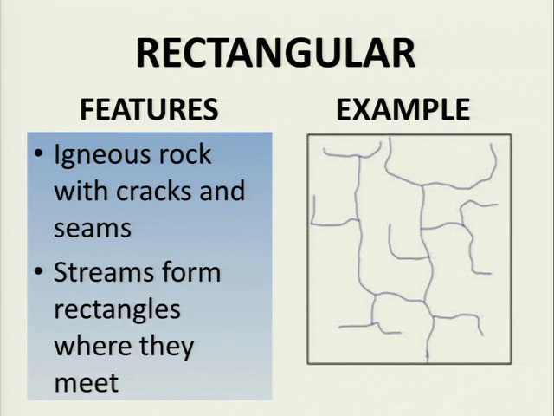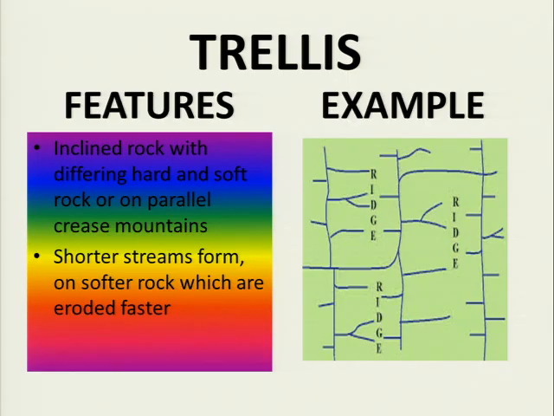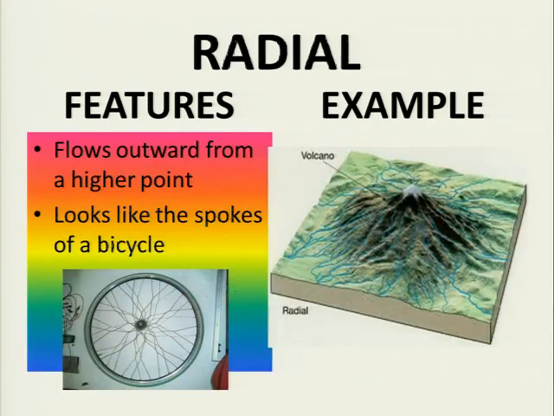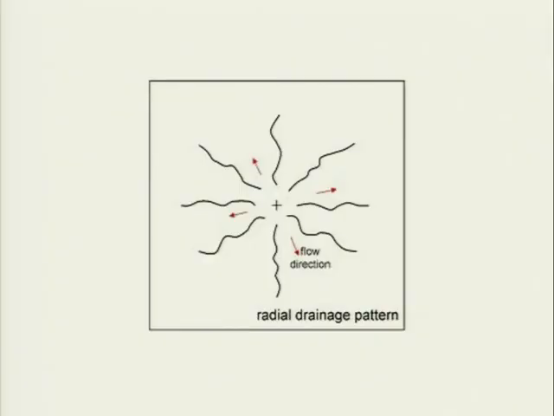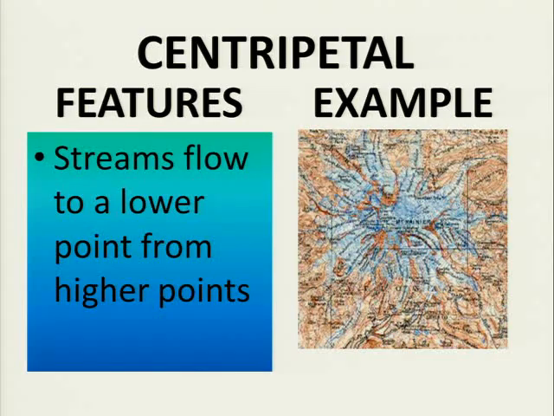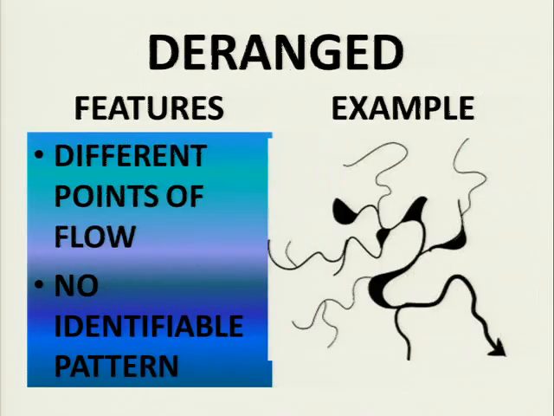The rectangular pattern is also found in igneous rock, but those rocks have cracks and seams, and then when the water starts flowing in that river, it follows those cracks and seams to where they meet. The trellis pattern, that is the fine one, found in inclined rock with differing hard and soft rock or parallel crease mountains. They form on softer rock which is eroded faster. Do not confuse it with a rectangular pattern. Radial pattern flows outwards from a higher lying point, and the centripetal pattern flows inward from a higher lying point.